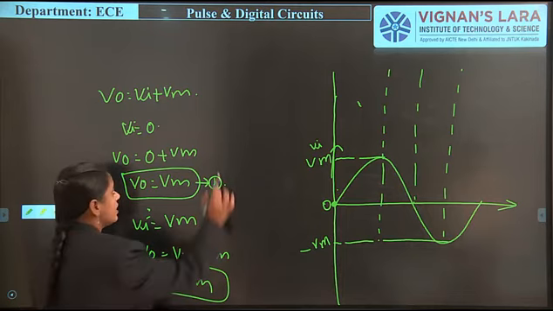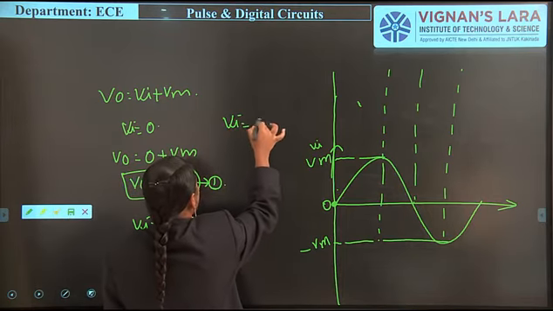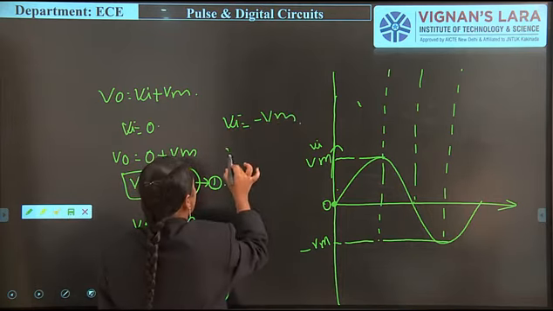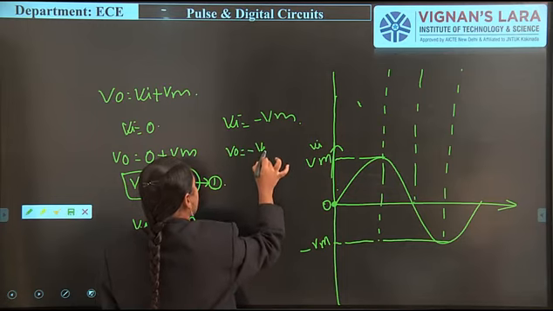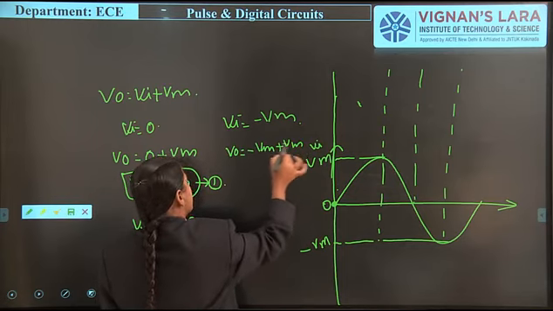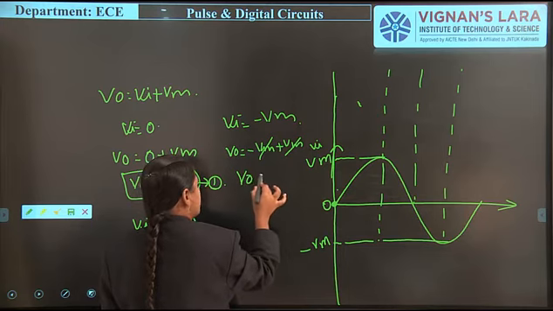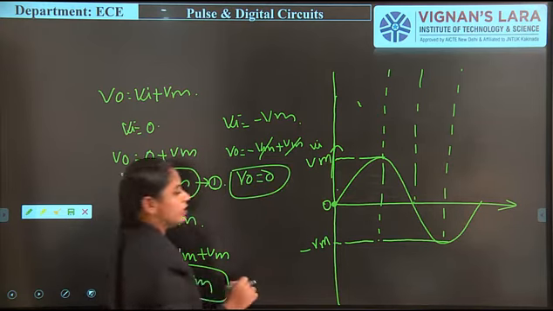The next condition, that is Vi is equal to minus Vm. So it becomes V0 is equal to minus Vm plus Vm. Obviously both are cancelled, then V0 becomes 0. So this is the output waveforms for different conditions.